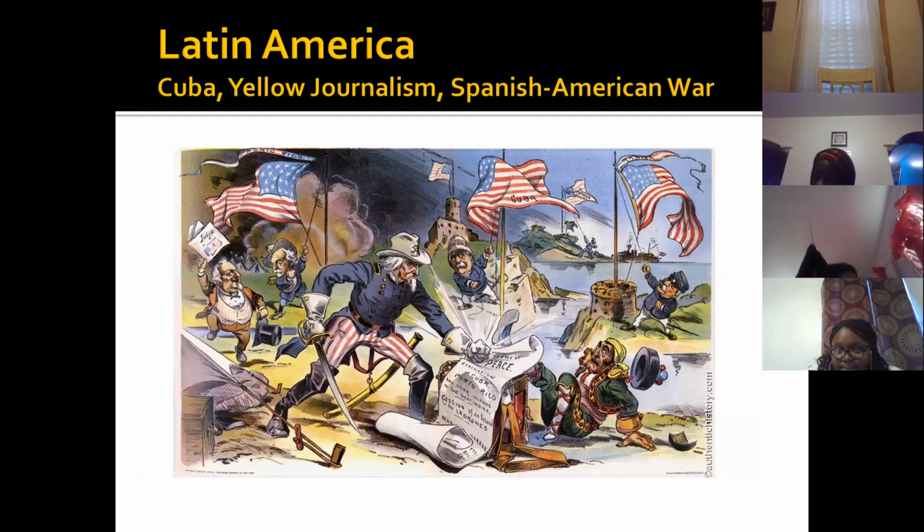In 1895, the Cubans tried to get independence from Spain. Which led to tens of thousands of Cubans dying from starvation and disease.